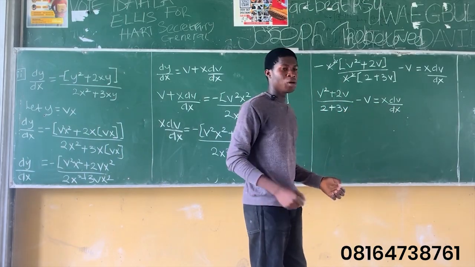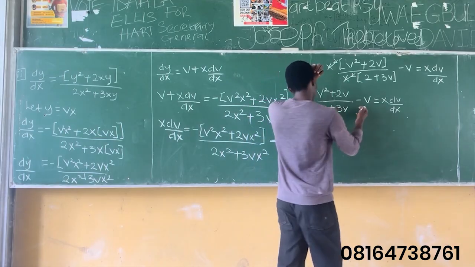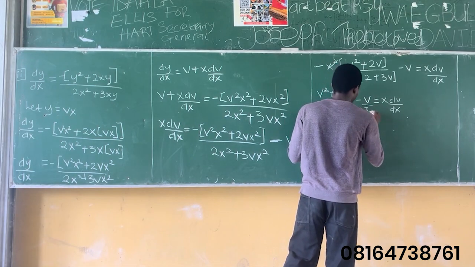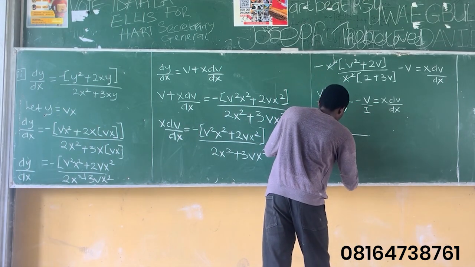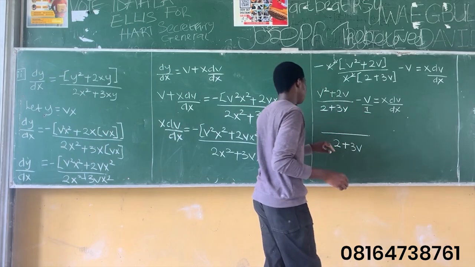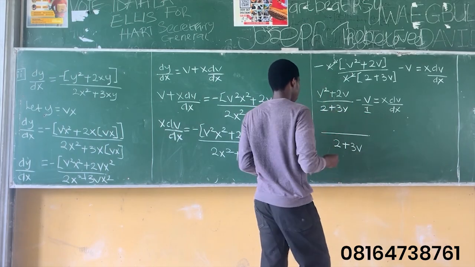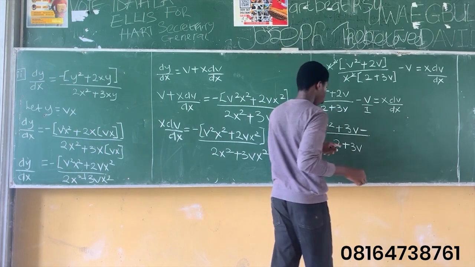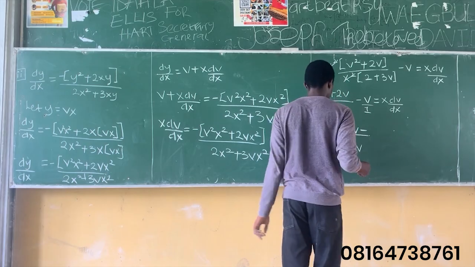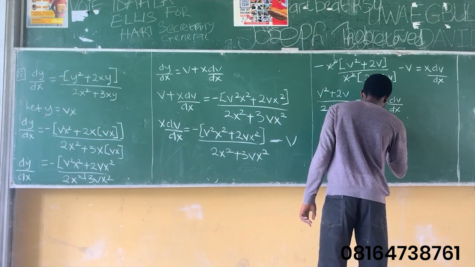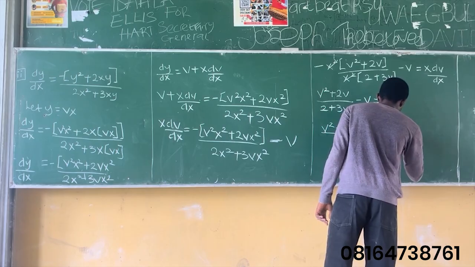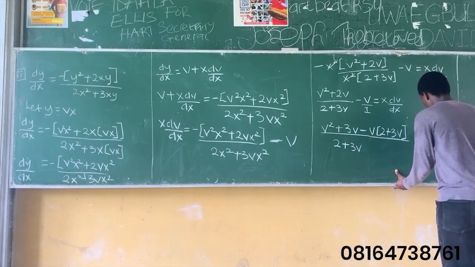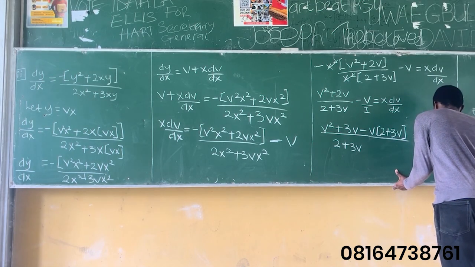So now we are going to be taking the LCM of both sides in order to simplify this v and make it part of the numerator for this equation. So let's take the LCM. So this is going to be all divided by 2 plus 3v. So this divided by this is 1, multiplied by this is going to be v square plus 3v minus, so this divided by this is 1 multiplied by the v. So we'll be left with v plus 3v is equal to x dv over dx.